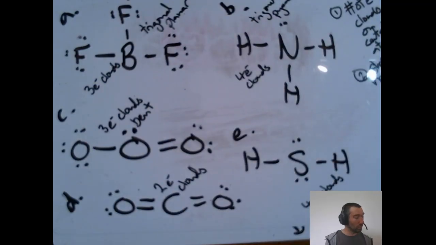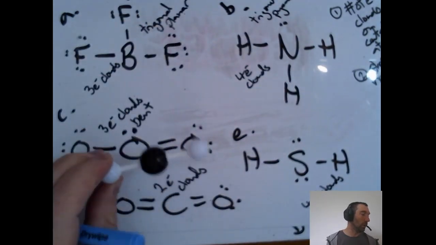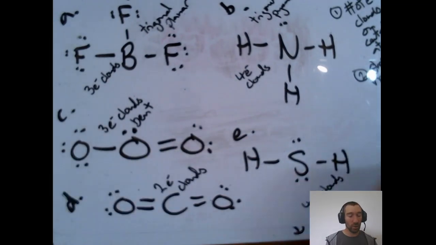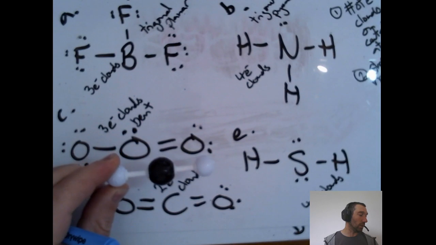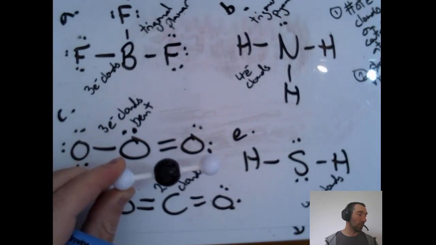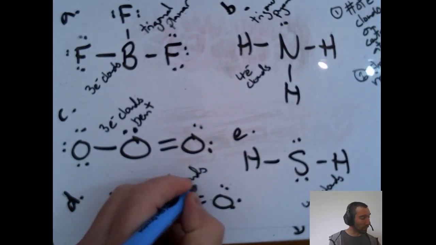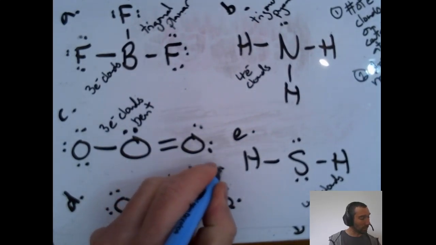CO2, pretty simple. 2 electron clouds. As soon as you only have 2, all you can have is 2 electron clouds on the opposite sides of each other. Okay, they sit in what's called a linear arrangement. And because they're bonds, I see the whole thing. Overall, the whole thing is linear.